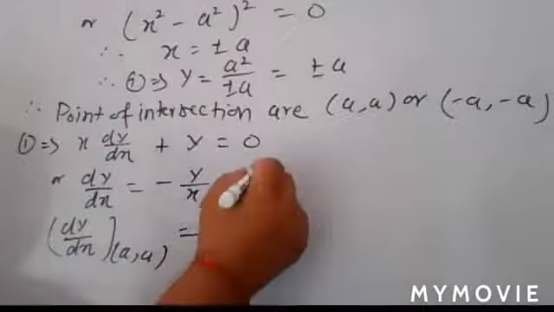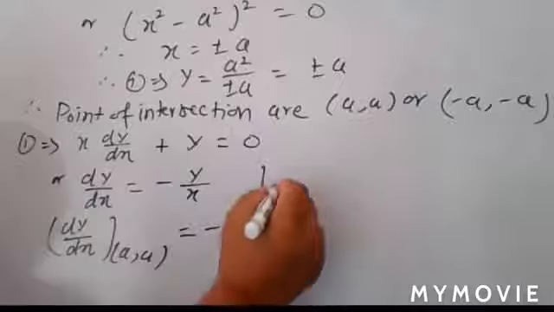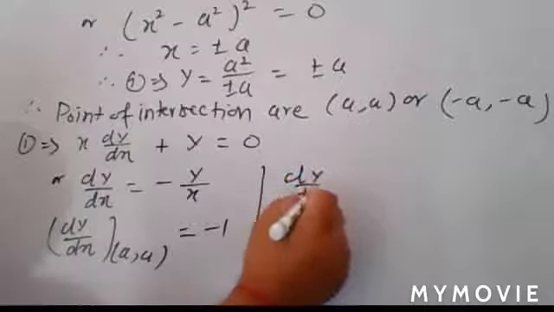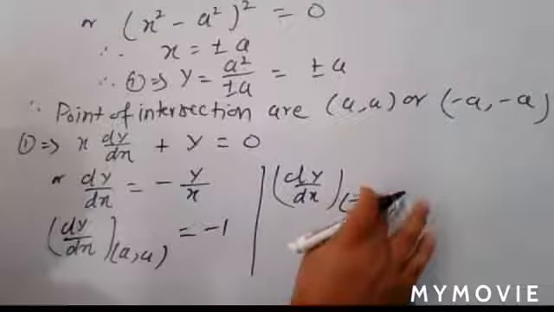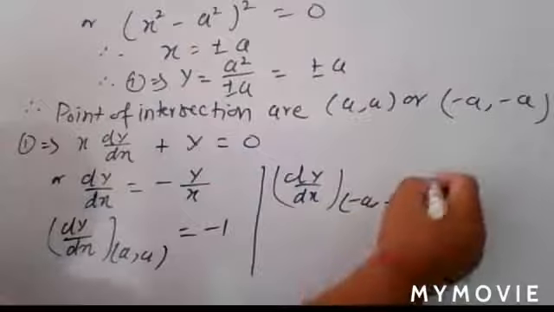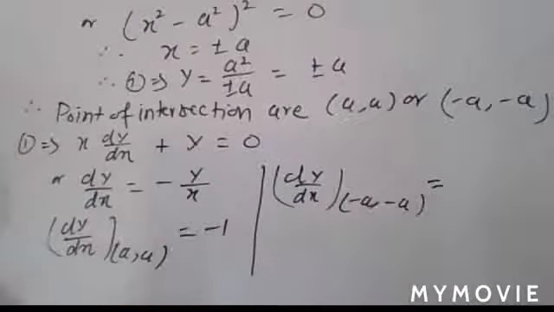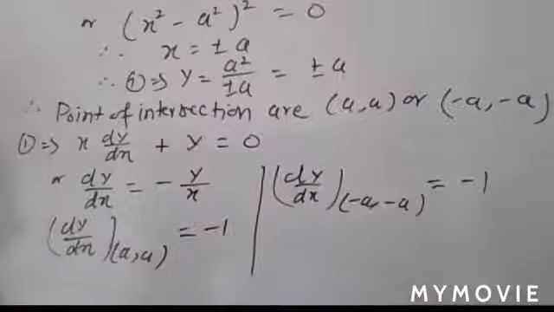In the same way, you can check it for the other point. So the value of dy by dx at the point minus a, check it for the second point also. In that case, just check what you have. You have again minus 1.